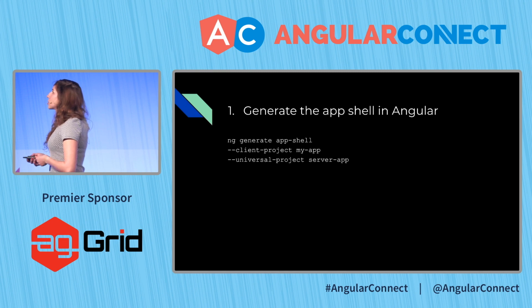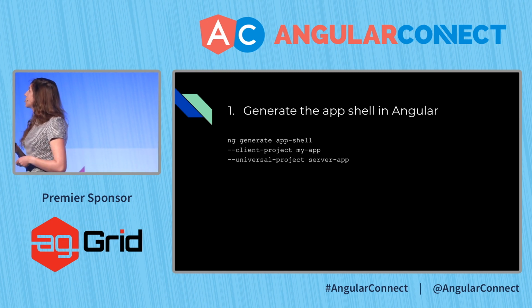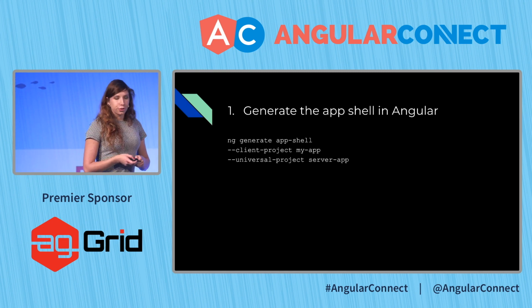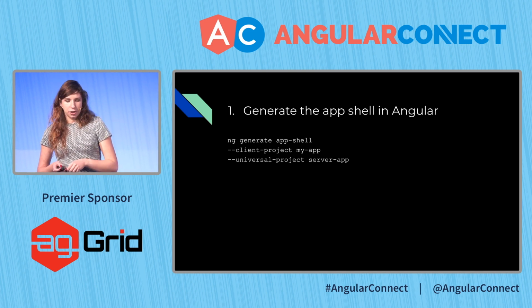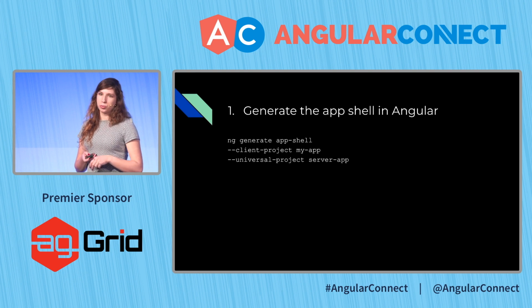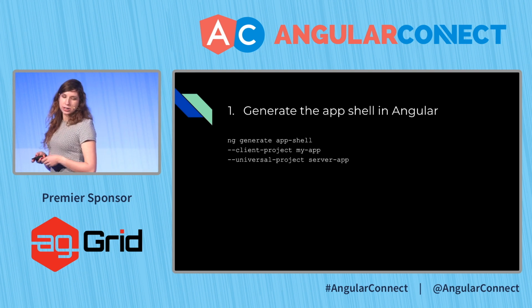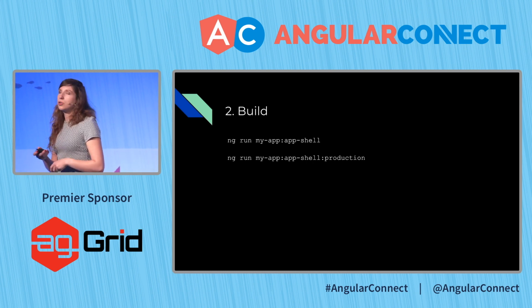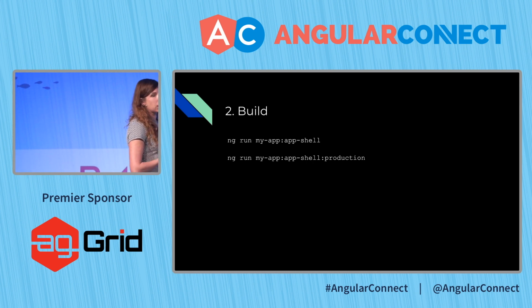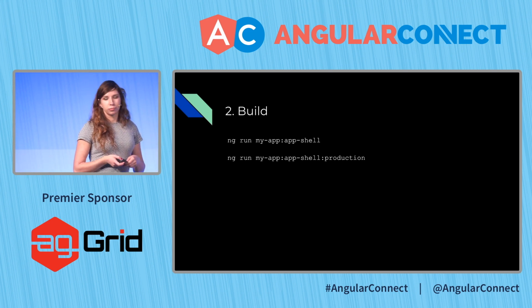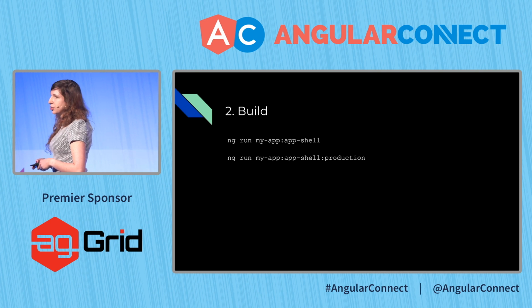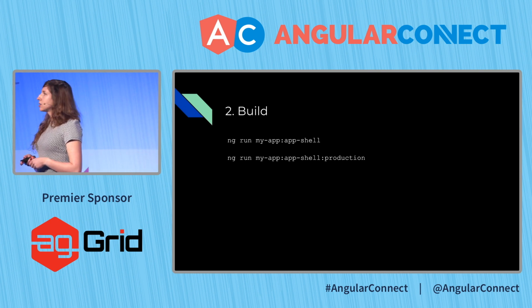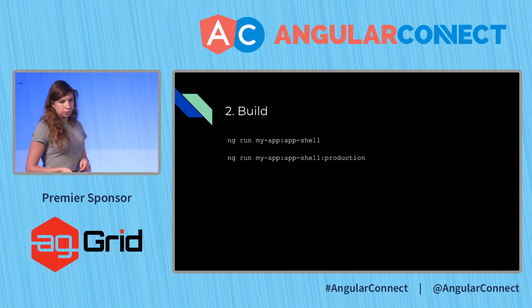And you can use schematics in Angular to generate this kind of app shell. So you need to input ng generate app-shell and add two properties. The first one is client project, so the name of your project. And the second one is the name of your universal app or server app. So if you generate it, a lot of things will happen in your project, but the main change will be in your angular.json file in configuration. So you will see two other targets regarding this app shell.